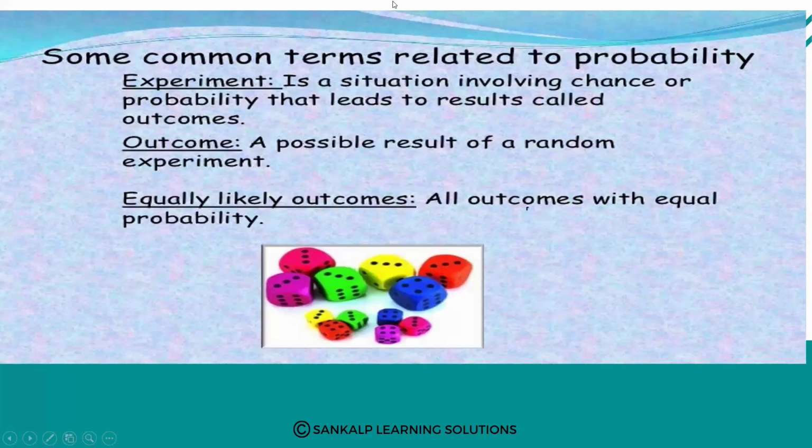So some common terms related to probability. First one is experiment, right? So what do you mean by experiment? Experiment is a situation involving probability that leads to result, which is called outcomes. Outcome means it is an event only, a possible result of a random experiment. In random experiment, you know all the possible results, but you don't know exactly what will happen. Exact result you don't know, but you know all the possible outcomes, right? That is random experiment.